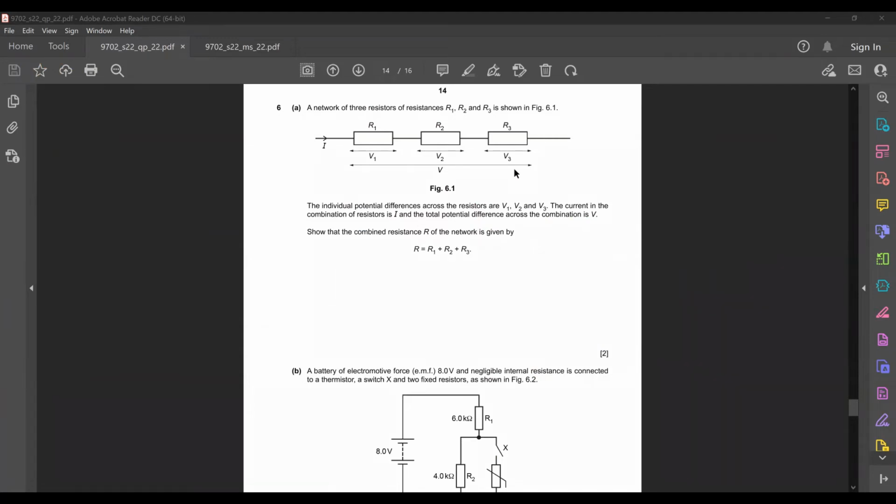Now, for question 6, you have a network of 3 resistors of resistances R1, R2, and R3 as shown. The individual potential differences across the resistors are V1, V2, and V3. The current in the combination of resistors is I, and the total potential difference across the combination is V. Show that the combined resistance R of the network is given by R equals R1 plus R2 plus R3.